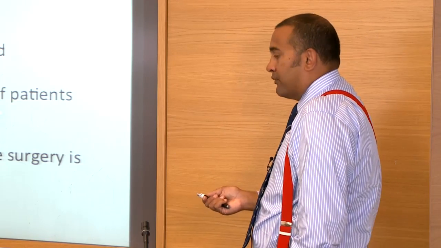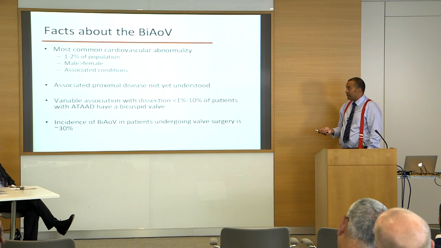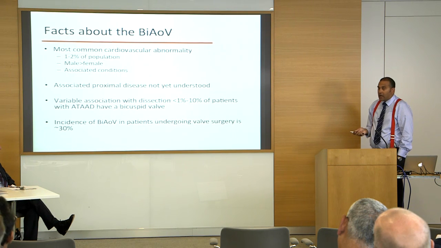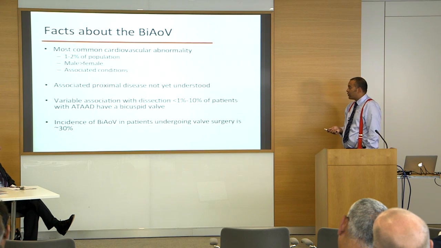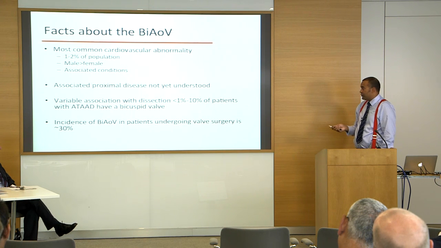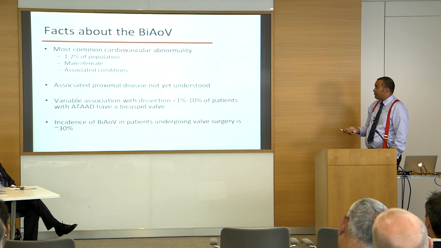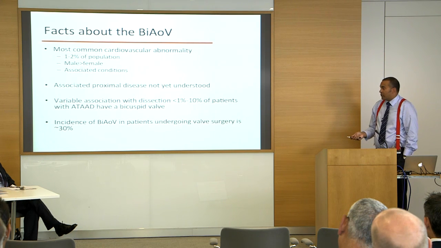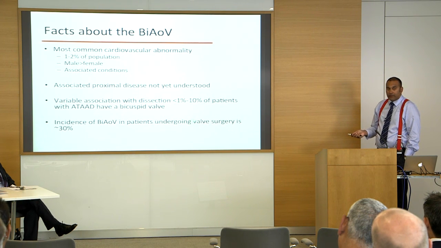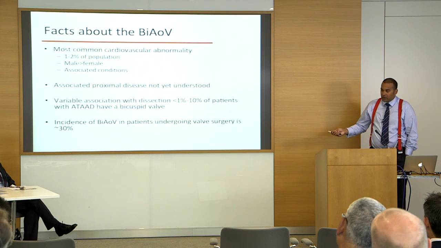And one of the topics which I find most confusing about this is the association with dissection. It depends on what you read, how they've gathered their cohorts, as to what the association with dissection is. It varies from less than 1% in cohorts to 10% of patients with dissection having a bicuspid valve. But it's a common thing. If we look at all the patients who have aortic valve surgery, then 30% of those will have a bicuspid valve.